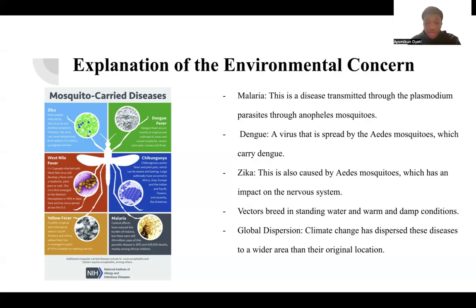Vector breeding: vectors breed in standing water and warm and damp conditions, as I mentioned earlier, because mosquitoes usually breed in warmer tropical weather. That's usually their best environment to be in. But due to some advantages of climate change for some of the mosquitoes, the diseases have entered into new regions that were not originally affected, which is why it's important to understand the environmental conditions which favor these vectors in order to deal with the issue at hand.